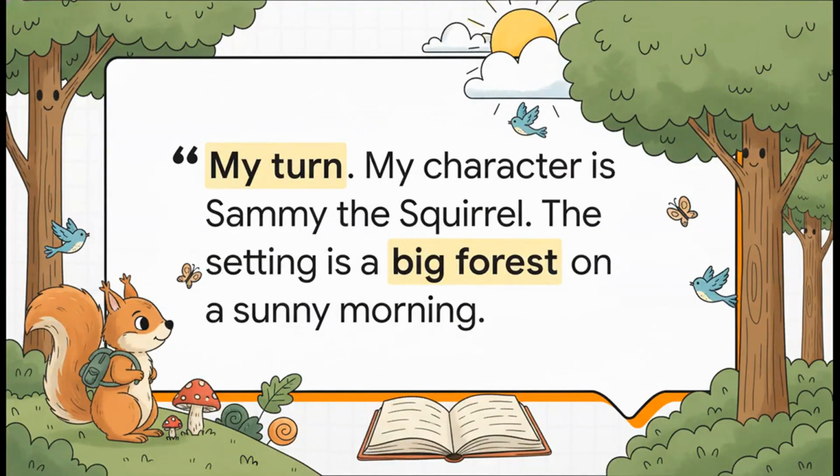Here's what that might sound like. Okay, friends, watch me. It's my turn. My character is Sammy the squirrel. The setting is a big forest on a sunny morning. Watch me draw Sammy in the forest. See how we're connecting our words directly to our actions?